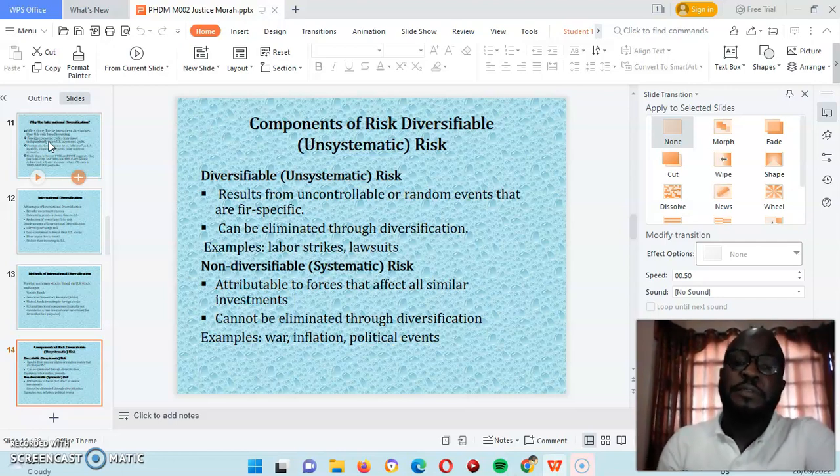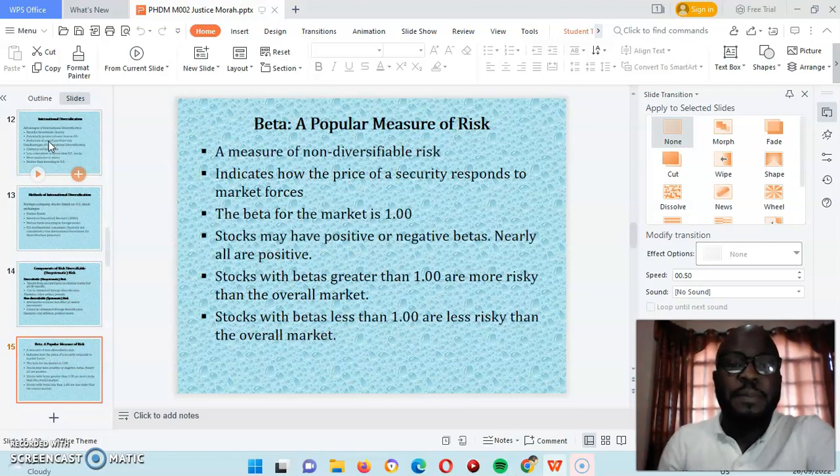Example: war, inflation, and political events. We have the beta, a popular measure of risk. It is a measure of non-diversifiable risk that indicates how the price of a security responds to market forces. The beta for the market is 1.00. Stocks may have positive or negative betas, but nearly all are positive.